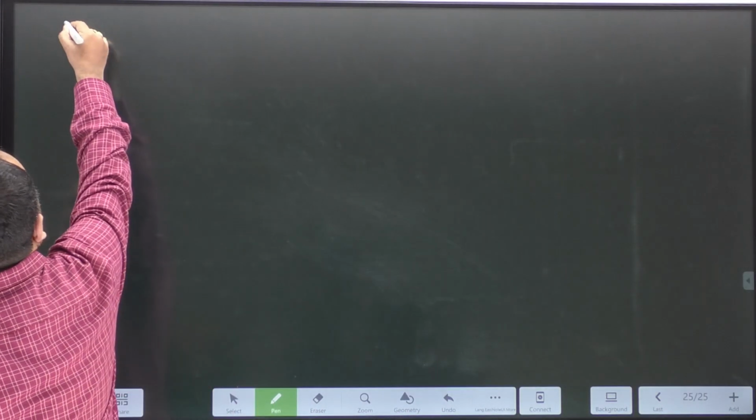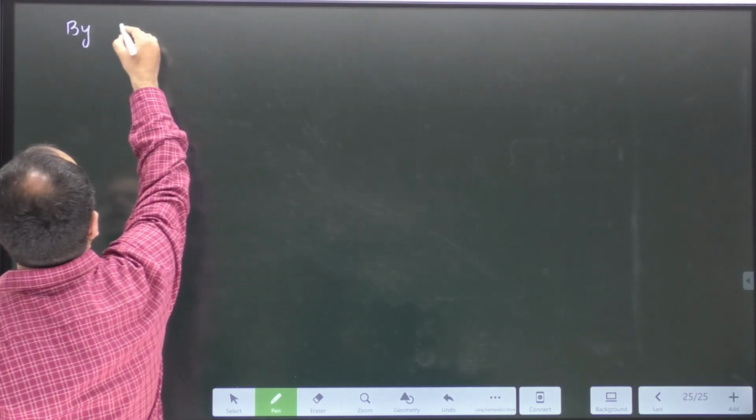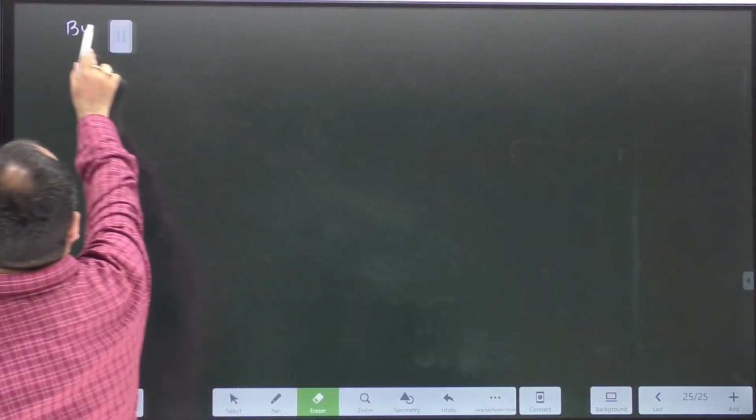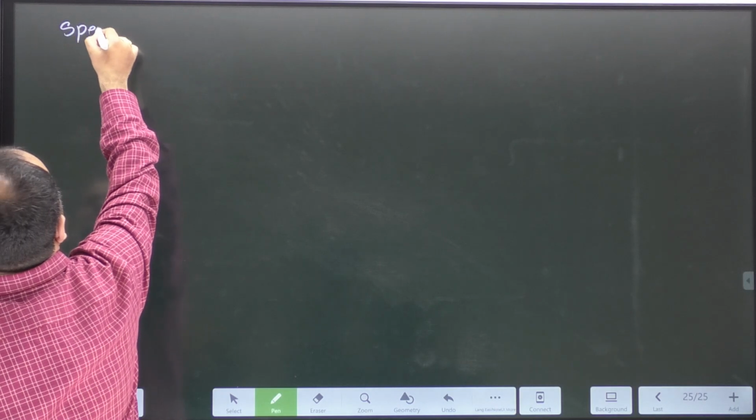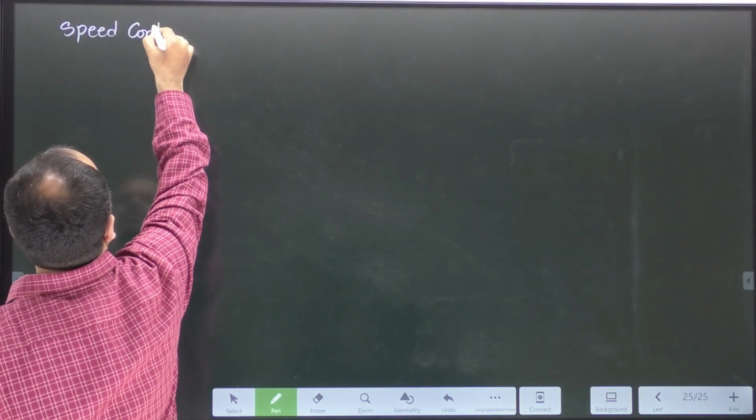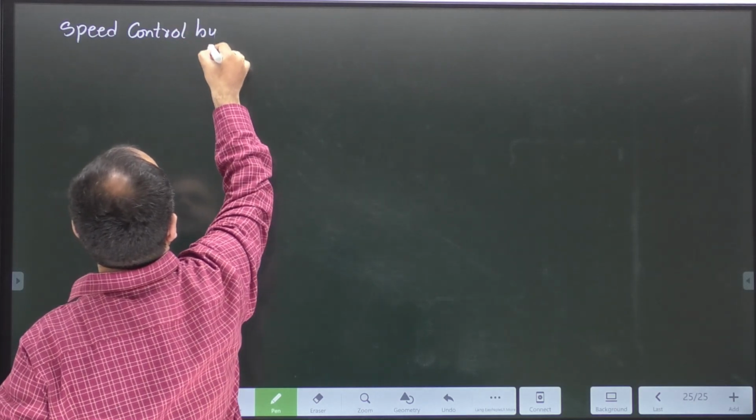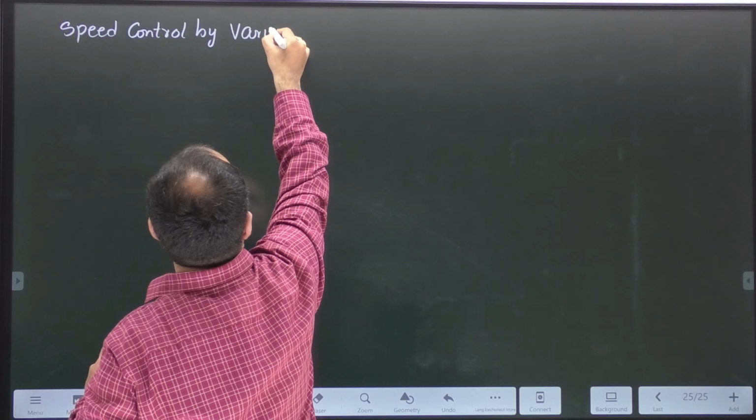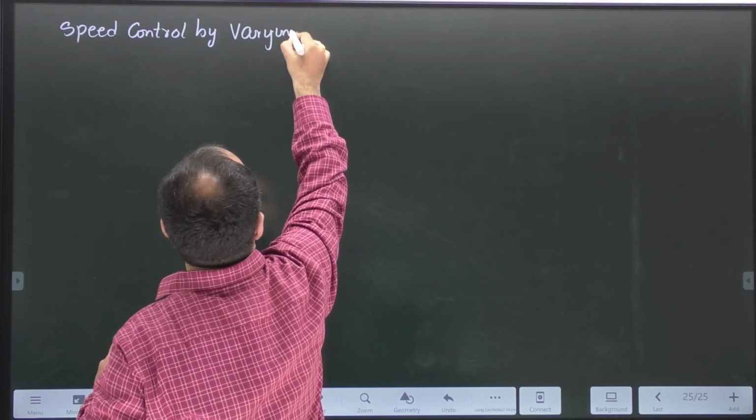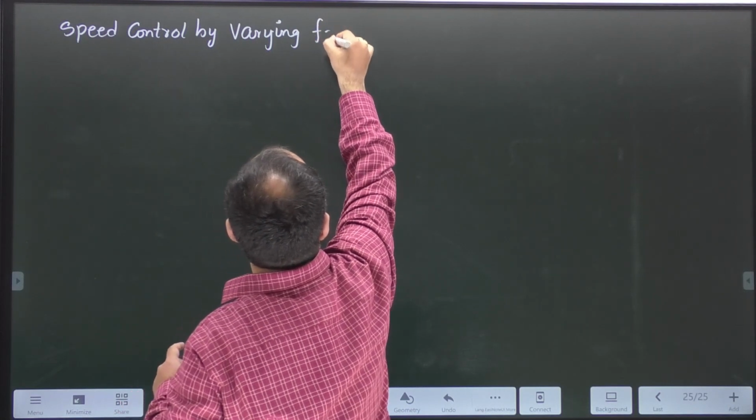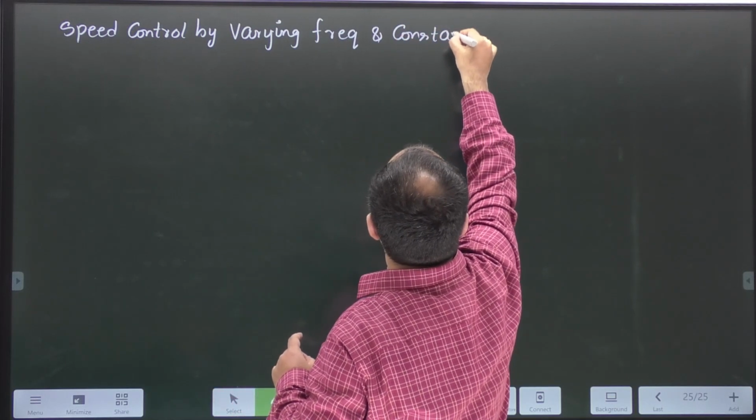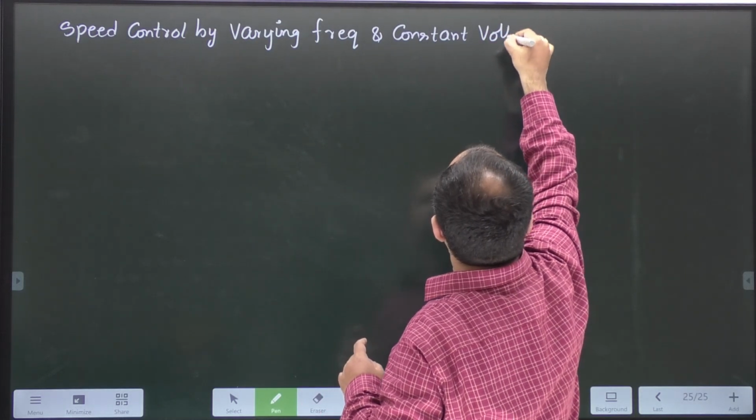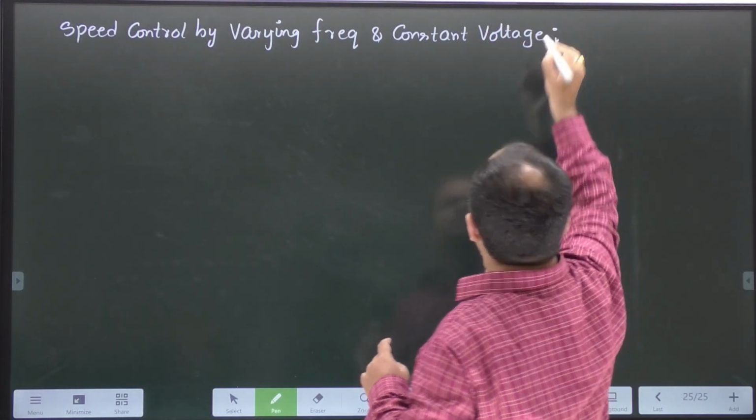Now the second way of controlling induction motor speed is speed control by varying frequency and constant voltage.